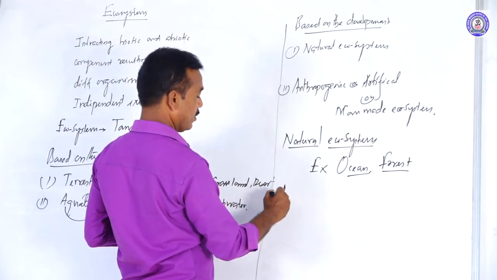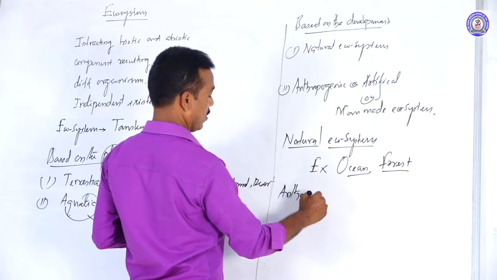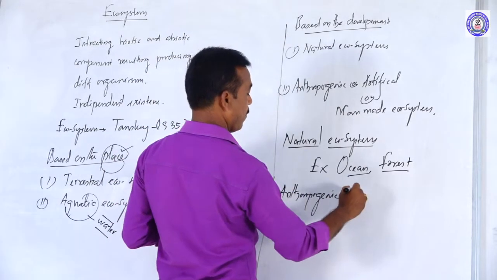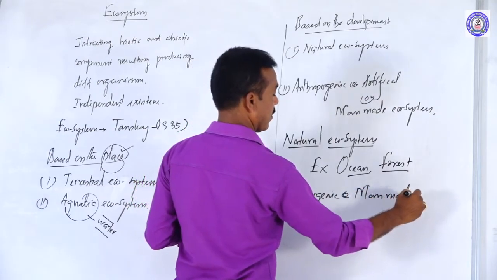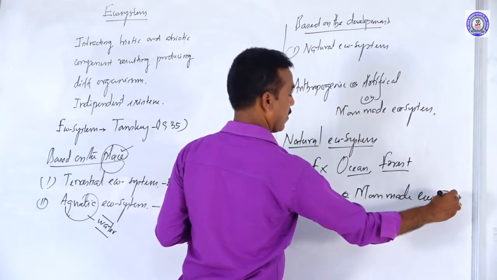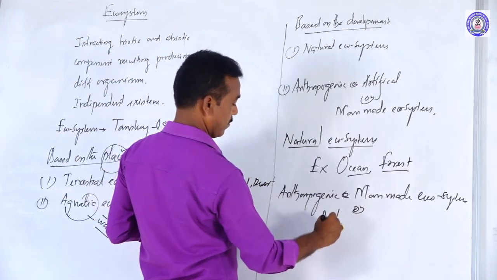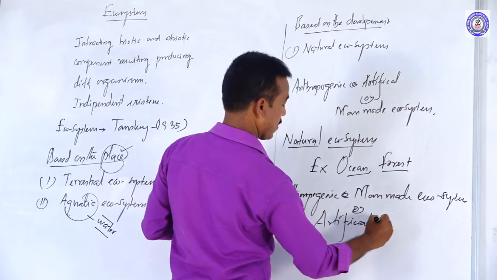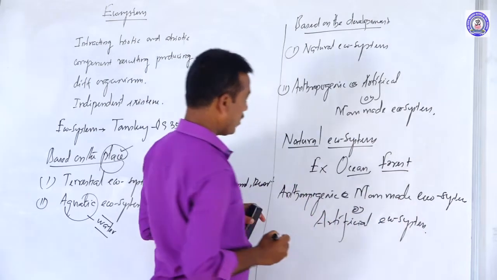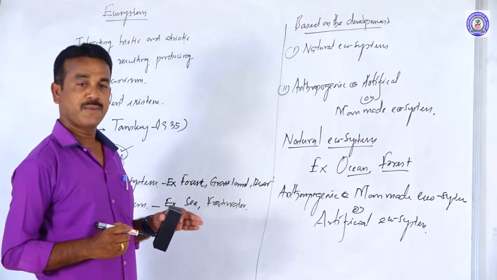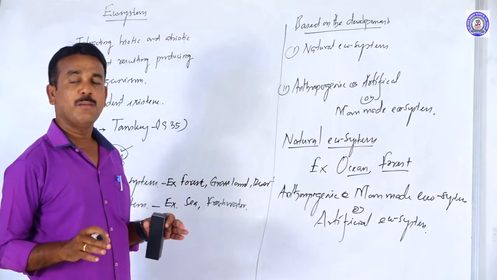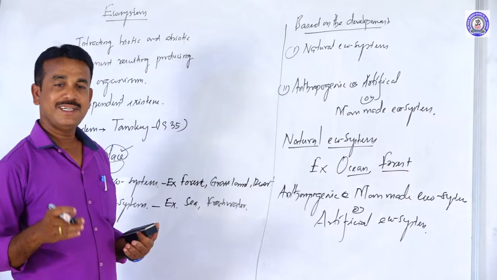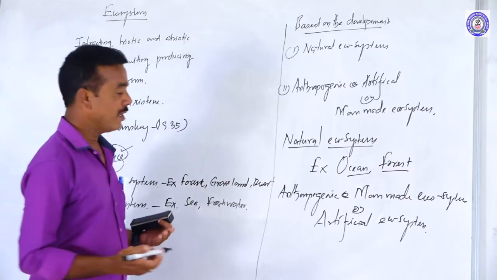The second is called anthropogenic or man-made ecosystem, or artificial system. So what is the definition of anthropogenic, man-made or artificial system? The ecosystem that can be developed only by human activities. Why must these kinds of things be developed? Such ecosystems are very essential for human life.